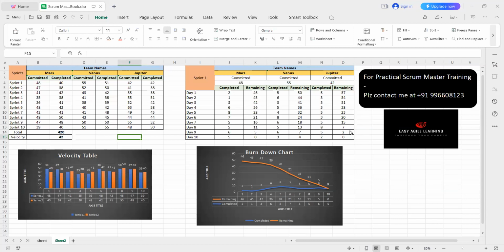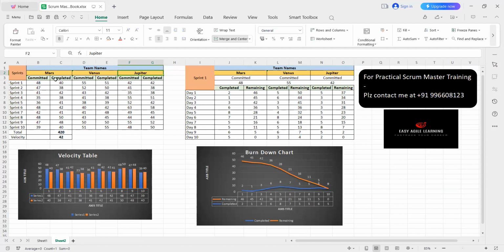So there are two types of metrics I have put here. One is the name of the teams, where it talks about the committed metrics and completed metrics in terms of story points. So if you look at sprint 1 and sprint 2 and sprint 3 data, the data flows till 10th sprint. There are three teams: Mars, Venus, and Jupiter. These are the names of the teams that I have put hypothetically.